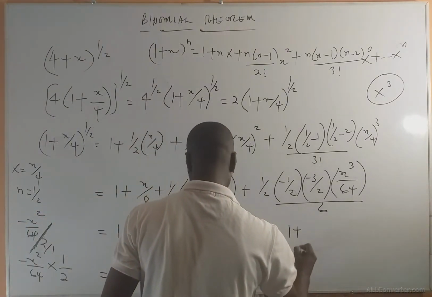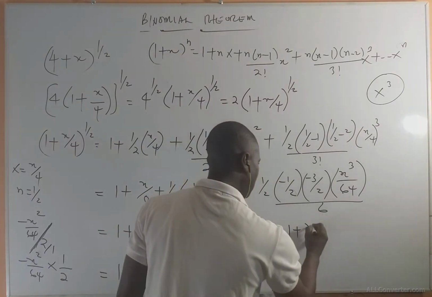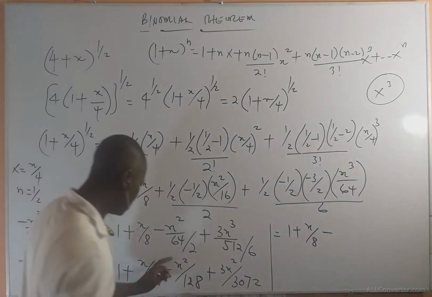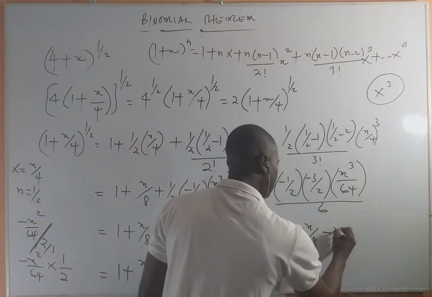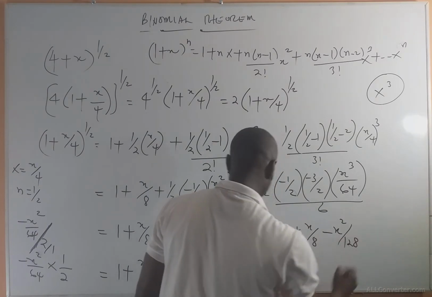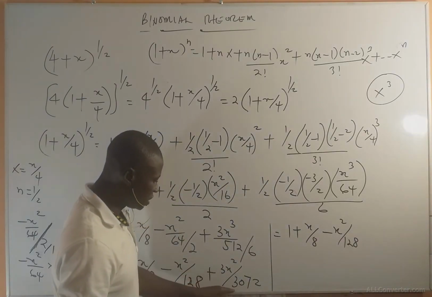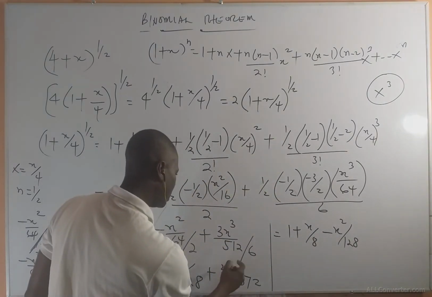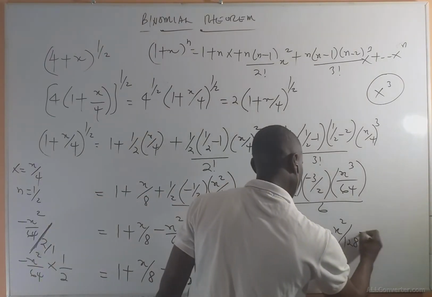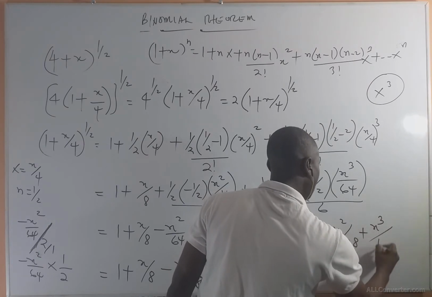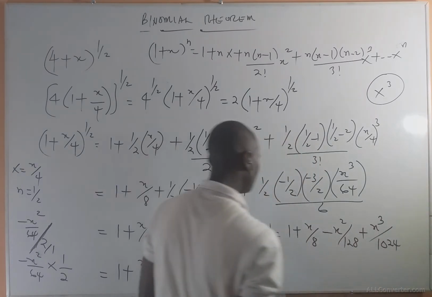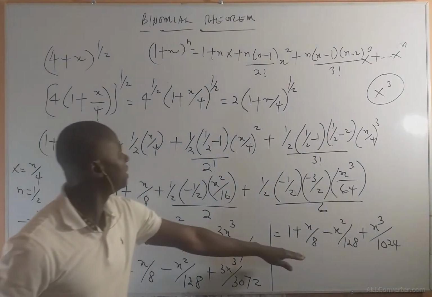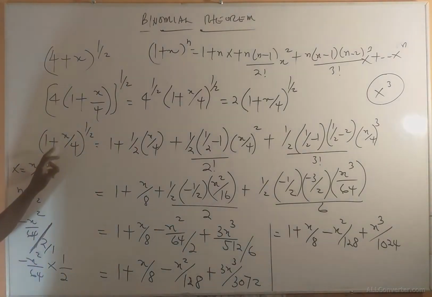This is 1 plus x on 8 minus x squared over 128. Then 3 goes in here, 1024. So this should be, don't forget, this is x cubed. So this should be plus x cubed here divided by 1024. So this will now be the expansion for 1 plus x on 4 exponent half.